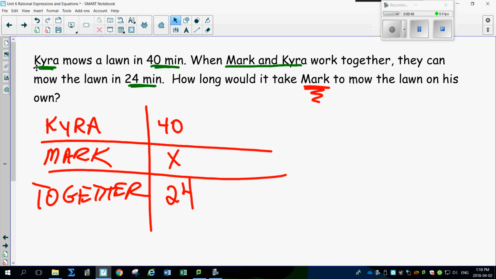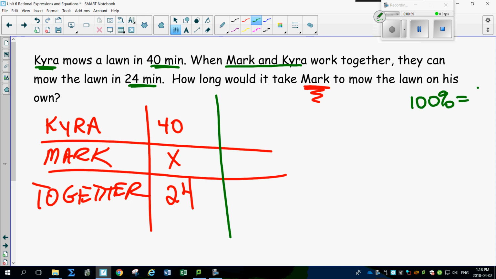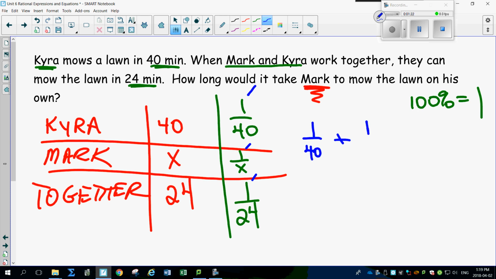Isn't that interesting? Now, just like before, let's turn them into a fraction. Remember, they're always going to be over, or I should say under 1. The reason why is because we're looking at 100% of the job, which of course is just 1. So Kyra takes 1/40th of the time, Mark takes 1/x of the time, and together they take 1/24th of the time to do the whole job, see? And the ones again represent 100% of the job done. So all we have to do then is add Kyra, 1/40, to Mark, 1/x, and that's going to equal the total time to do 100% of the job, 1/24.